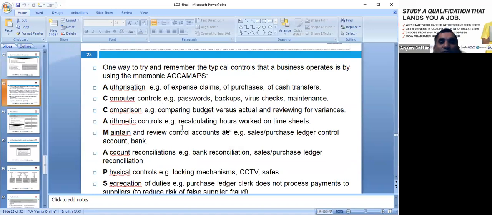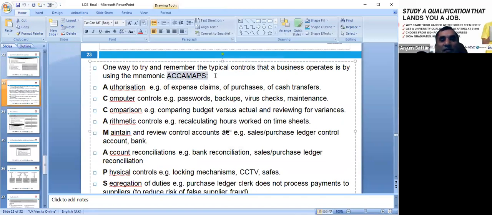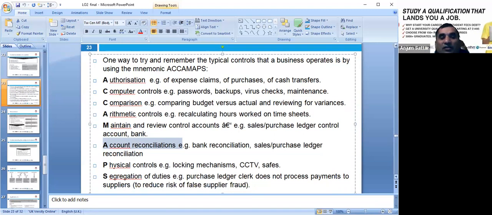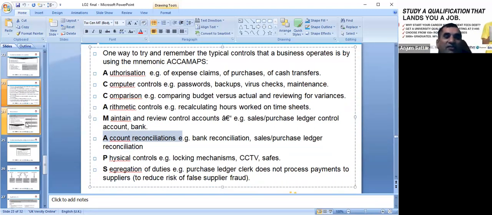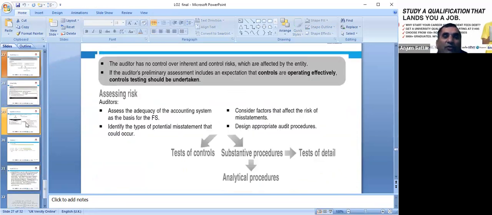So to understand the word internal control, we use the mnemonic ECA maps, where A stands for authorization, who is authorized; computer controls, such as passwords; comparison, where we look at budget against actual; arithmetical control; maintain and review controls; account reconciliation, how often we do it, quarterly, monthly statement reconciliation, or yearly; physical control of assets, CCTV, and log mechanisms; and segregation of duties, who is responsible for what. So these all we discussed in our lesson 2, so please follow lesson 2.